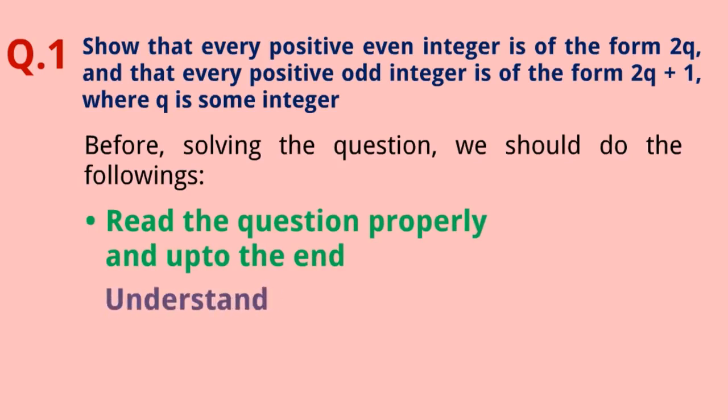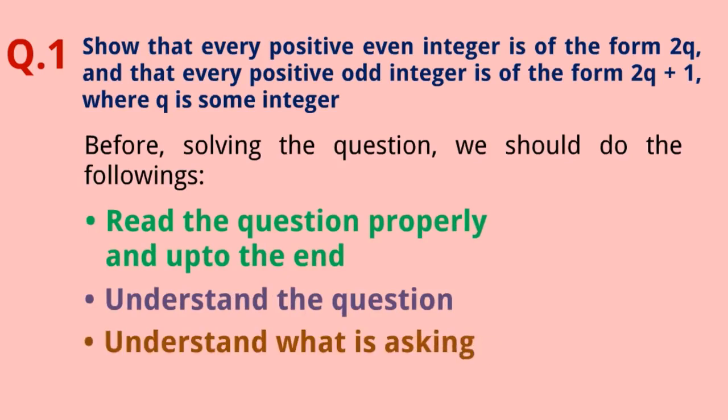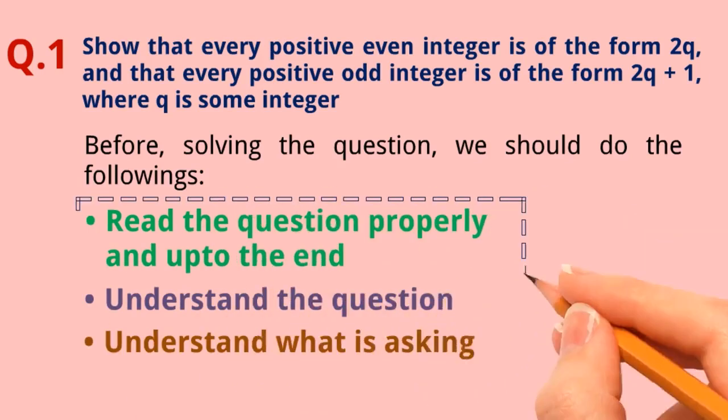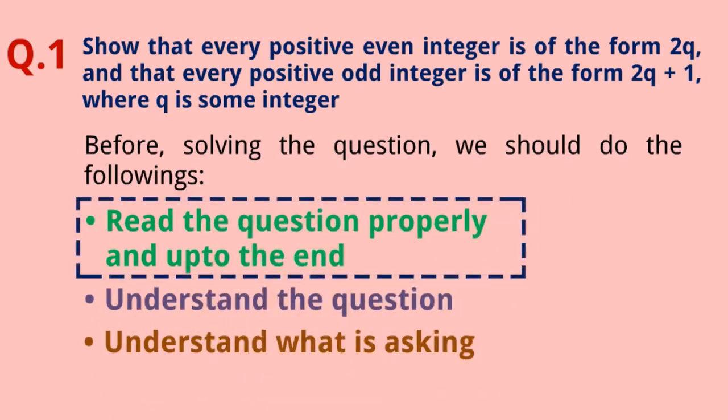Understand the question, what the question is all about, and understand what is being asked exactly. So read the question properly and up to the end. So we will read the question once again: show that every positive even integer is of the form 2q and every positive odd integer is of the form 2q plus 1, where q is some integer.